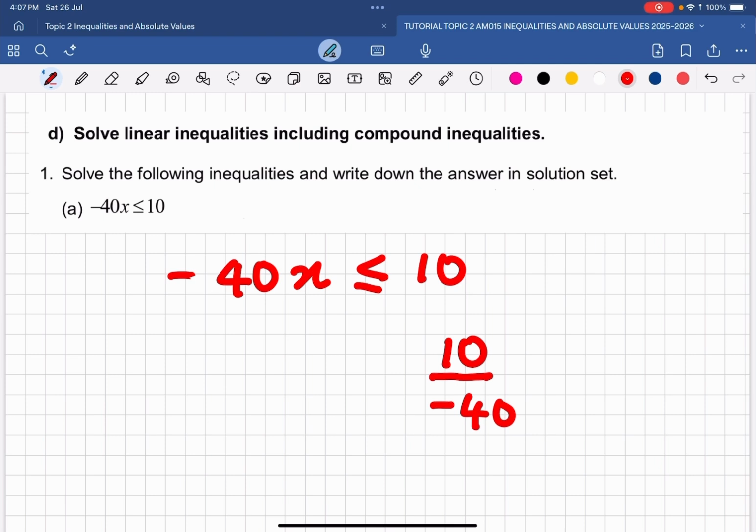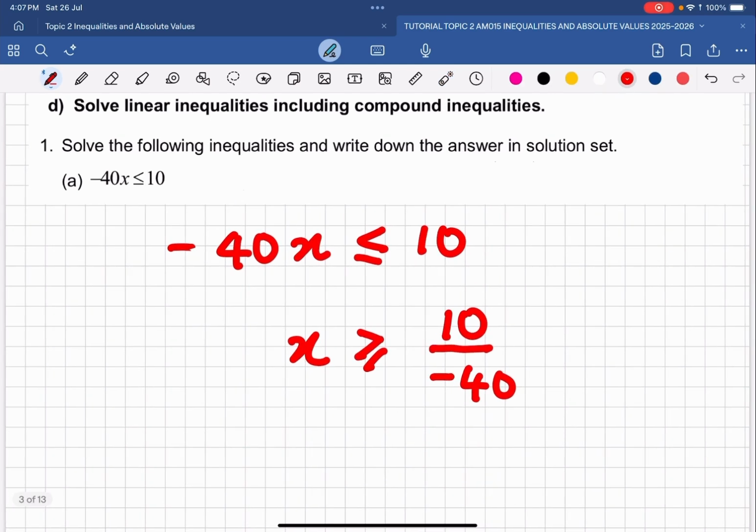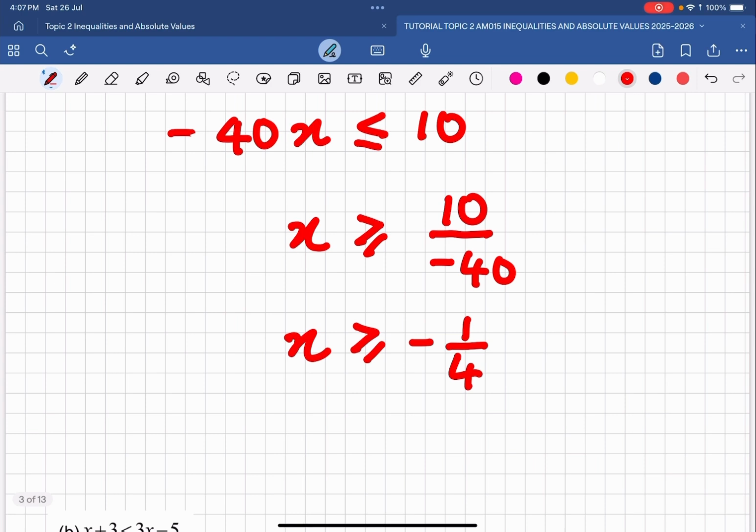So x is on the left, and when we divide with negative 40, the sign must be reversed. Simplify 10 divided by negative 40, we're going to get x greater than or equals to negative 1 over 4. Write down in solution set. Okay, so x is such that x is greater than or equals to negative 1 over 4.